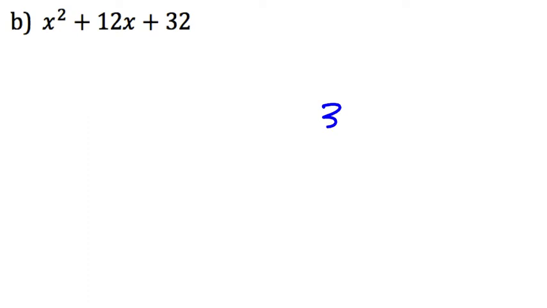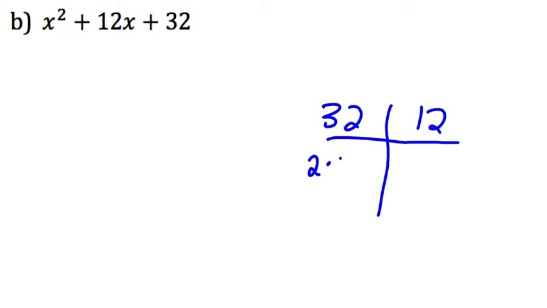32. I need some numbers that will multiply to give me 32 and add to give me 12. So run through. I know some of you will probably pick up on this pretty quickly, and some of you it may take a little bit longer. That's okay. So 2 times 16 gives us 32, but 2 plus 16 gives us 18. So that one does not work.